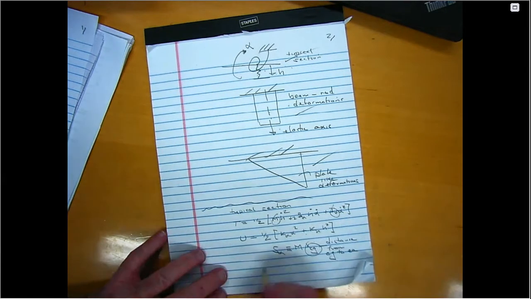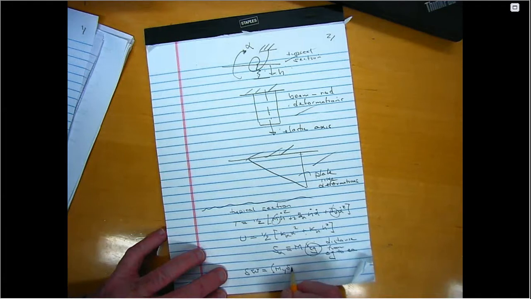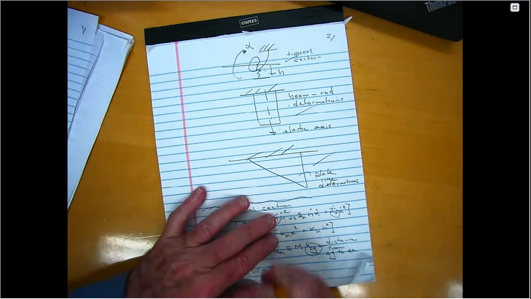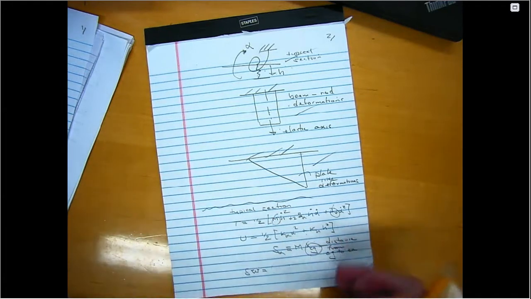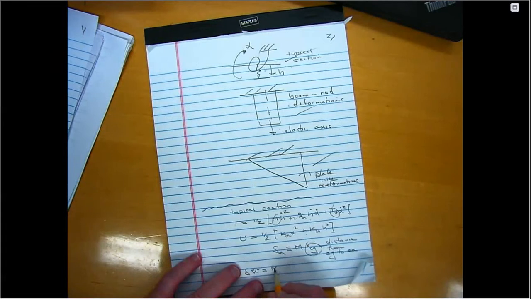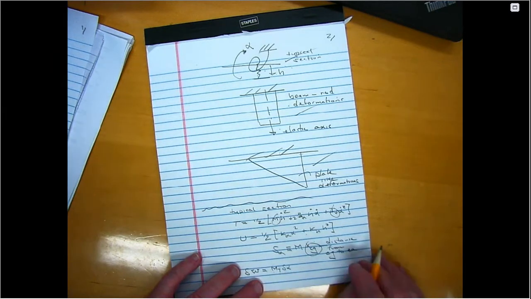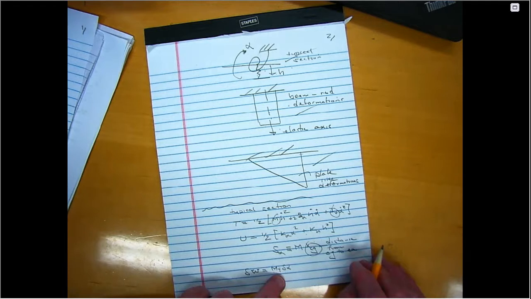And then the virtual work is equal to the moment about the elastic axis times delta alpha. Oops, I'm getting ahead of myself. I'll have an interval when I get to the next model, but not here, right? M sub y times delta alpha, right? That's the virtual work done by the moment about the elastic axis.